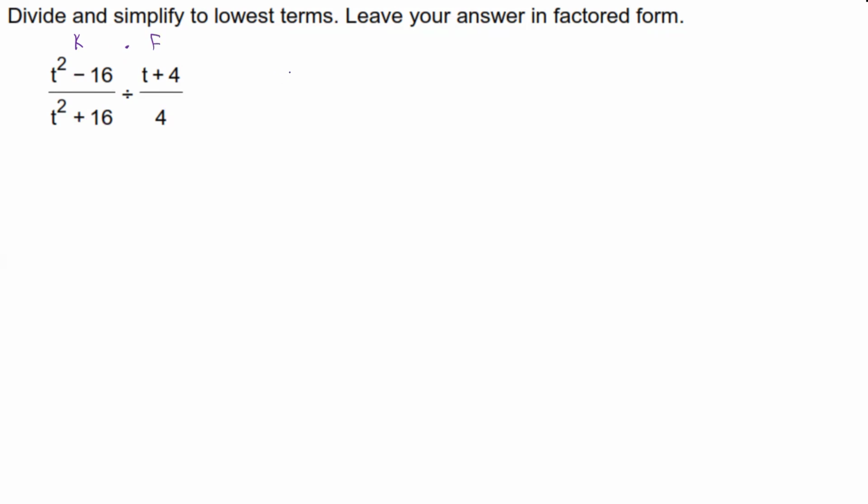Okay, so first one, t squared minus 16. Well, that's going to be (t plus 4)(t minus 4). Okay, now t squared plus 16, that's not the difference of squares, so we can't do anything with that. So we'll just leave it there. Again, change it to multiply. Now we flip it, 4 over t plus 4.